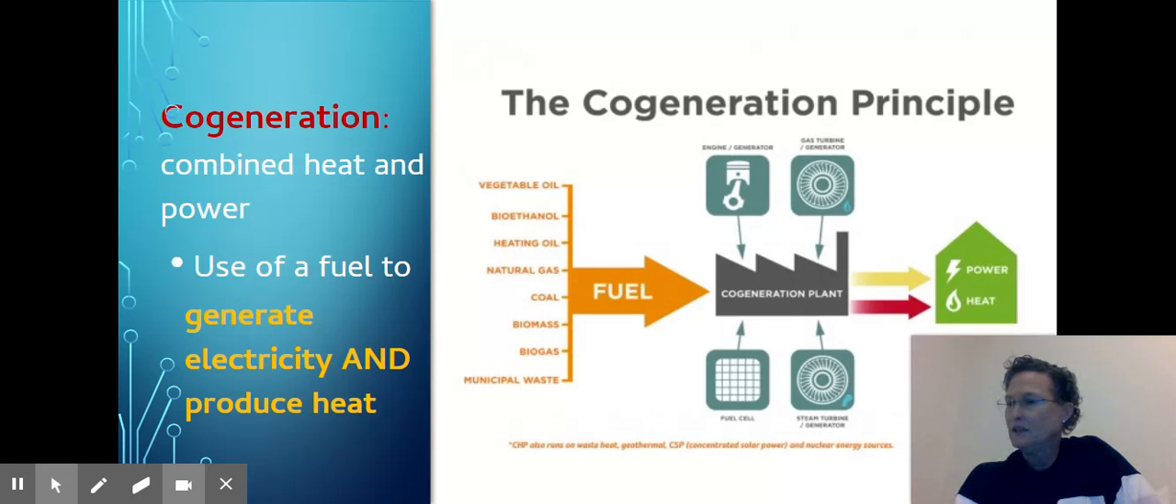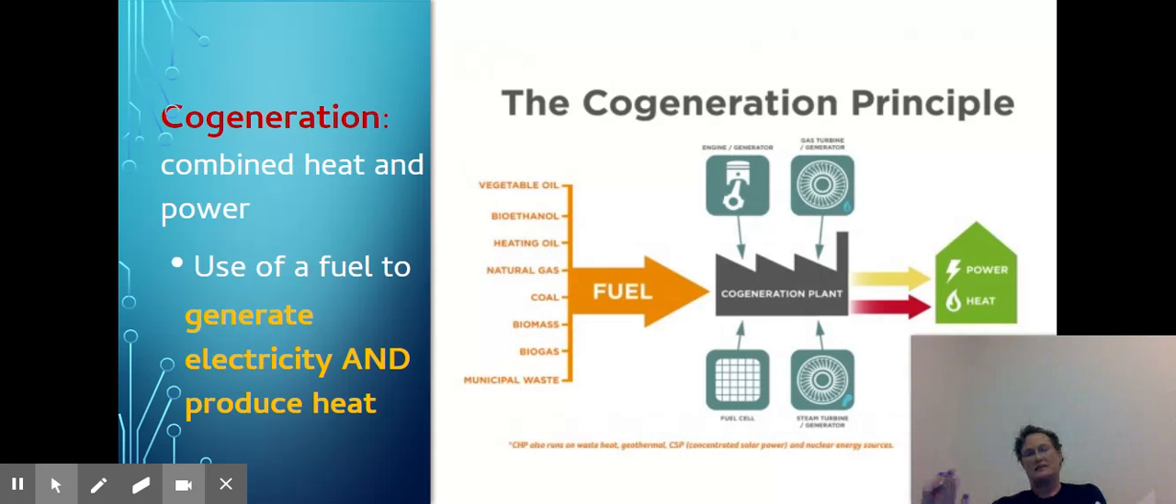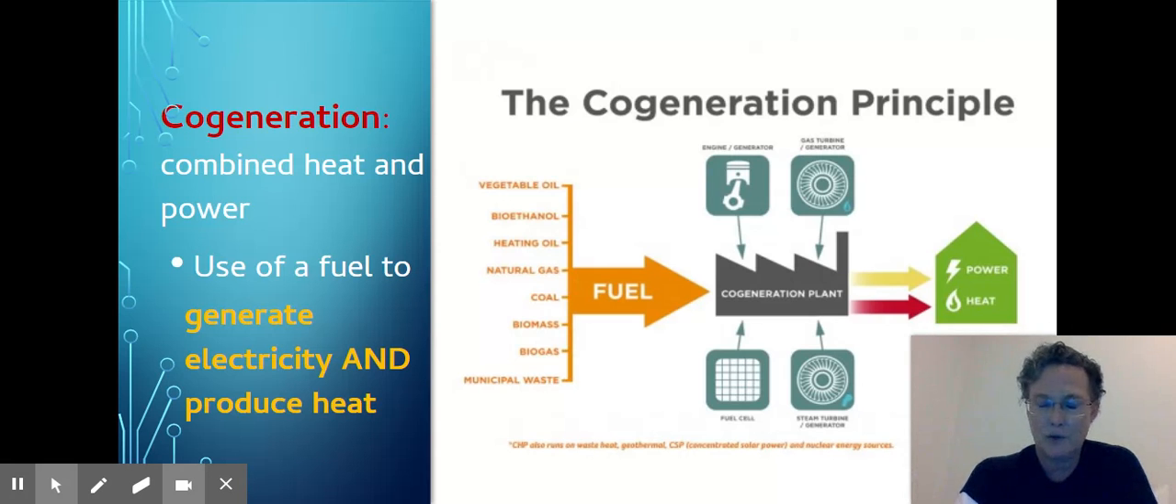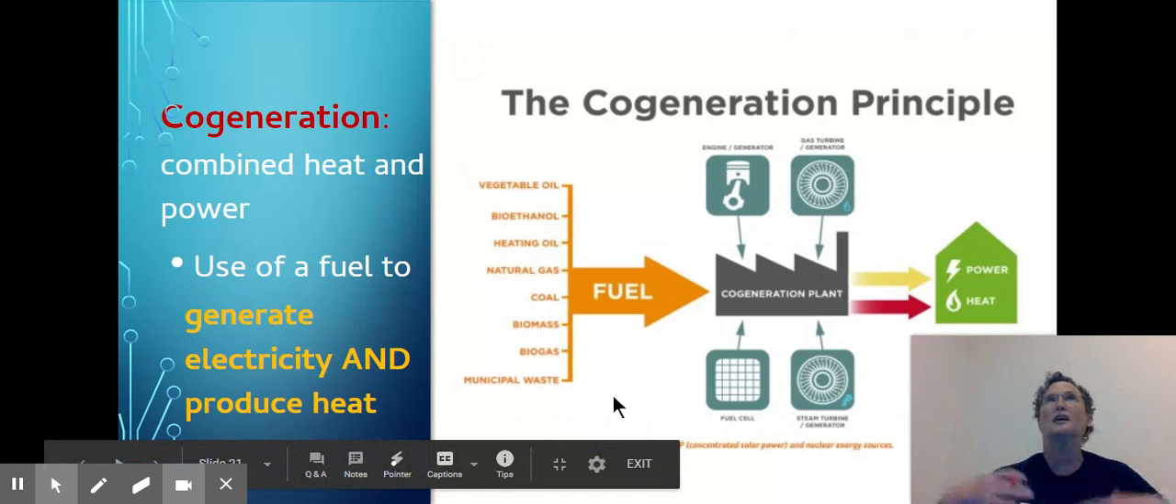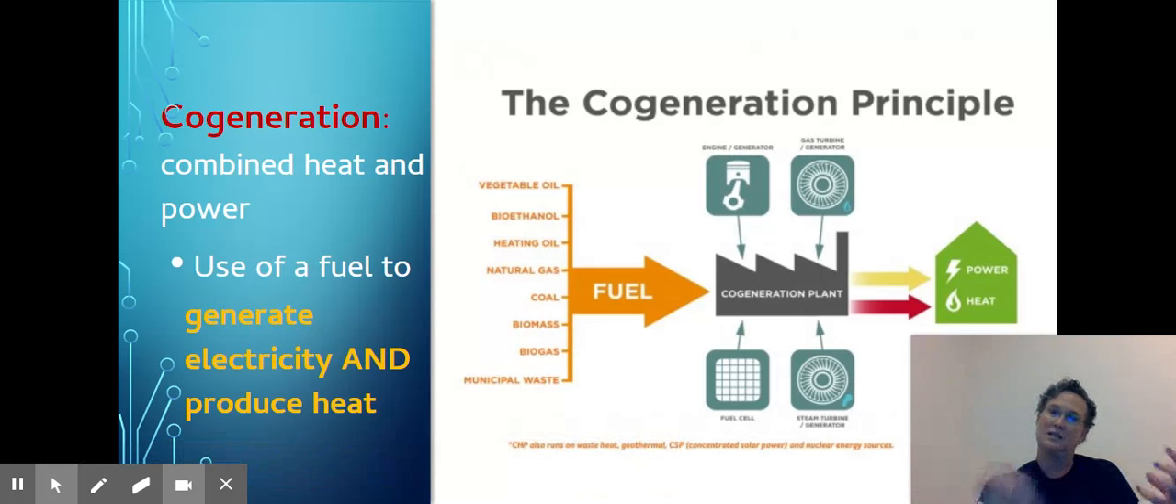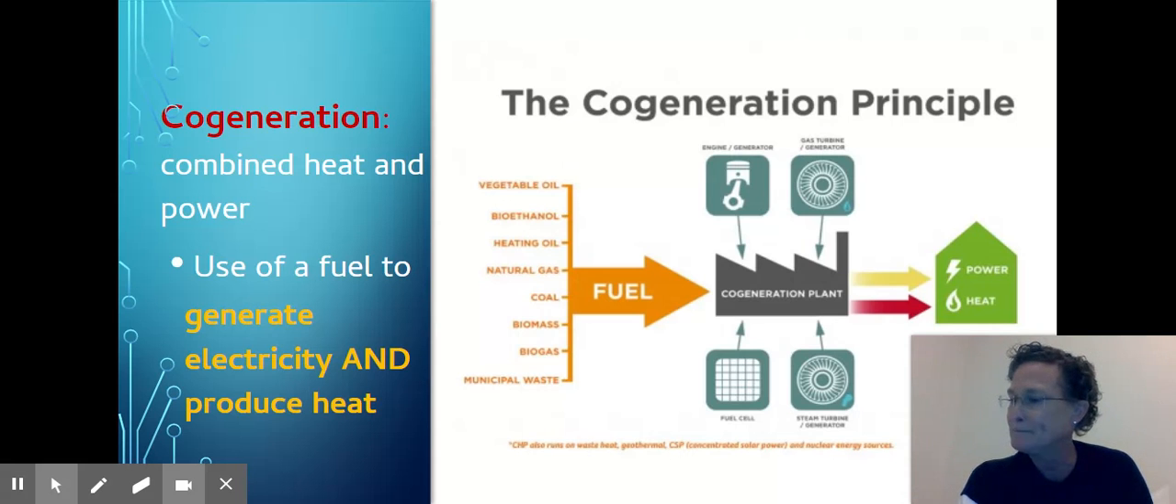Okay, and then cogeneration. That's just to give you a taste for it, and we're going to get way more into detail about how coal-fired plants work and how nuclear power plants work too. So the cogeneration principle is that you combine heat and power. You use a fuel to generate electricity and produce heat, because as you're generating electricity, you have a lot of heat. So you can cogenerate because we can use heat to warm things up, to have warmer water going into houses, or to use as a baseline.